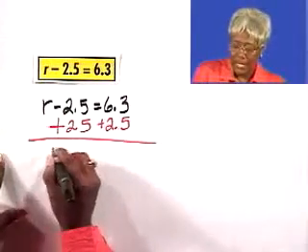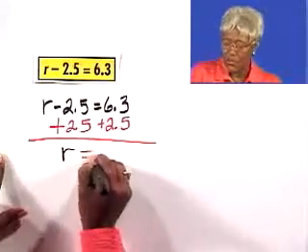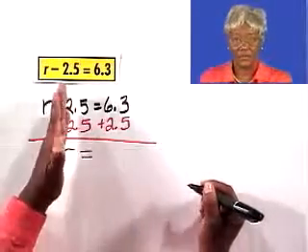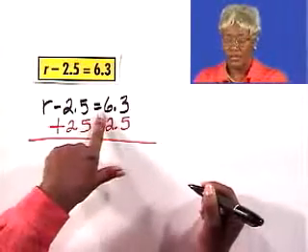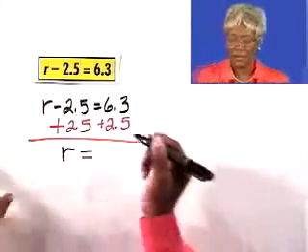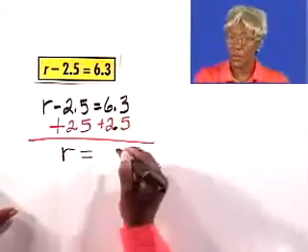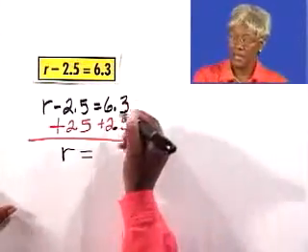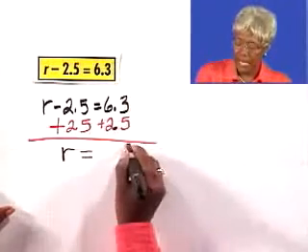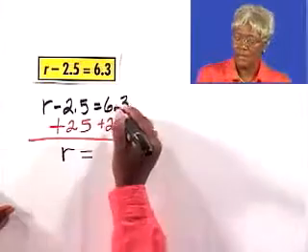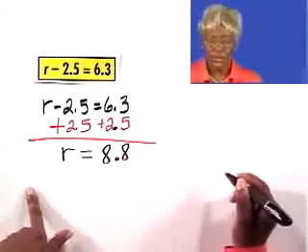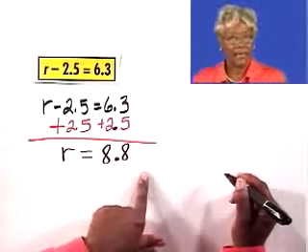When you add, you end up with r equals, remember, negative 2 5/10 plus a positive 2 5/10 is 0. Now let's add 6 3/10 plus 2 5/10. Remember to align the decimal points, which I have done in addition, and simply proceed. 5 and 3 is 8. 6 and 2 is 8. So my solution is 8 8/10.